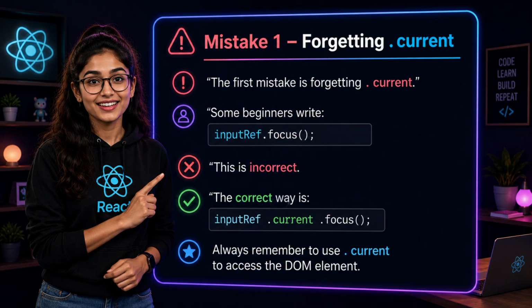Mistake 1. Forgetting .current. The first mistake is forgetting .current. Some beginners write inputRef.focus(). This is incorrect. The correct way is inputRef.current.focus(). Always remember to use .current to access the DOM element.